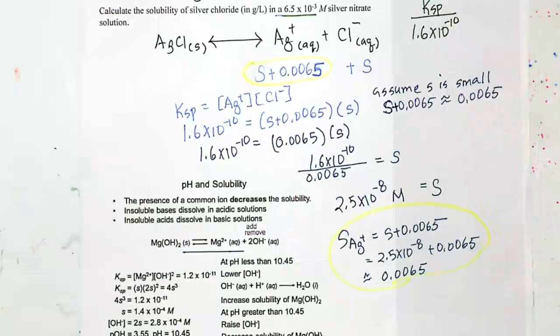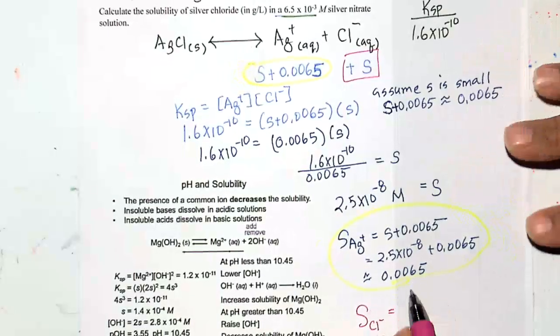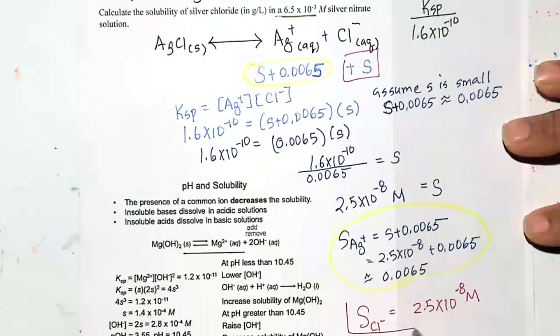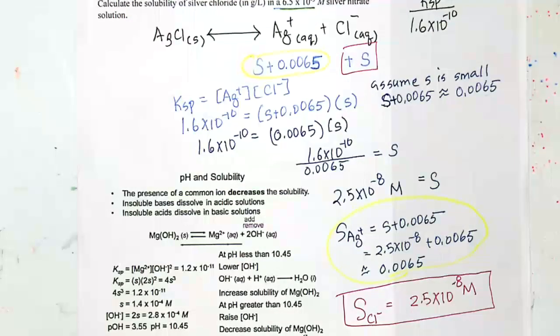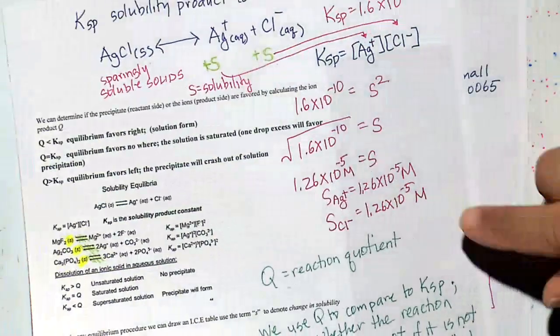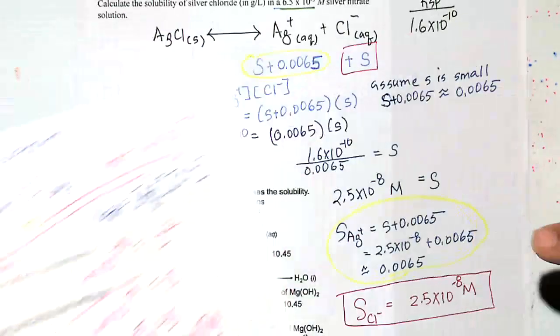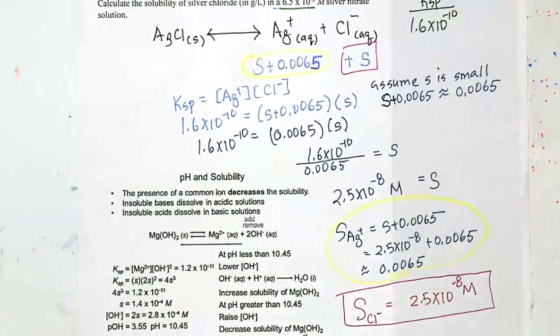And then the solubility of Cl minus is just S. And we calculated that S to be 2.5 times 10 to the minus 8 molar. So the presence of the common ion will decrease solubility. We just did this earlier in class. Solubility of Ag plus and Cl minus is 10 to the minus 5. In the presence of the common ion, it's 10 to the minus 8. Common ion will decrease solubility.